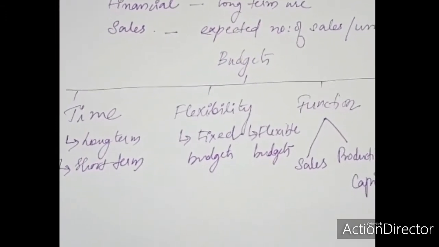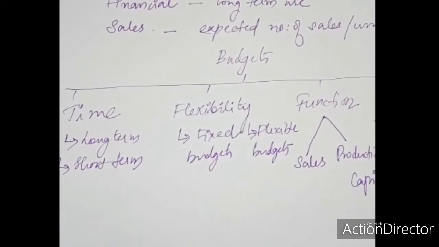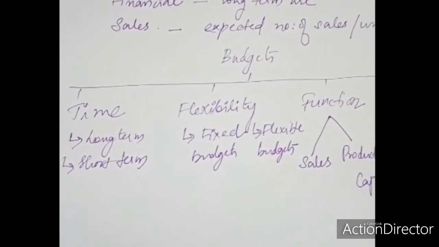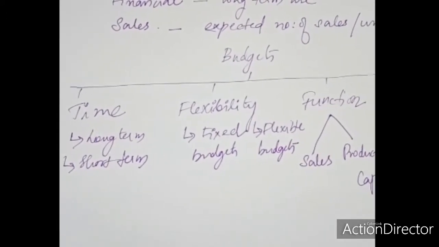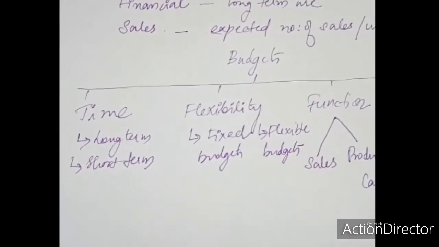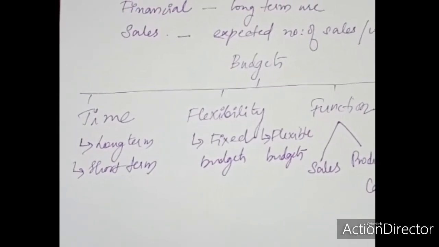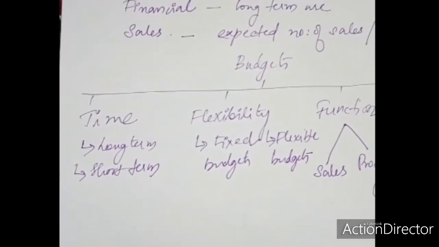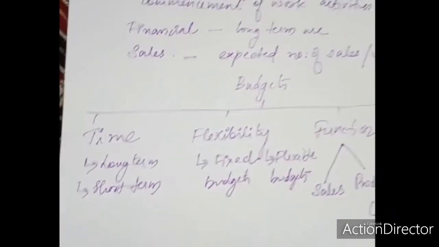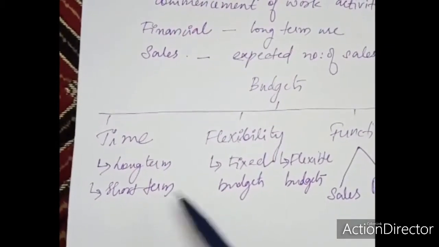Now, short-term budgets are those which are prepared for a period of 1 or 2 years. These budgets are prepared in monetary units, that is, in terms of money, and are more precise than long-term budgets. Right, hope it is clear, long-term and short-term budgets.